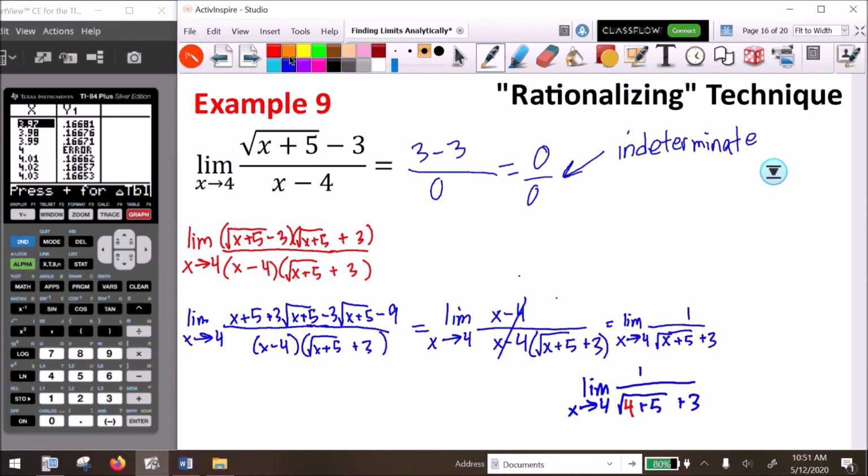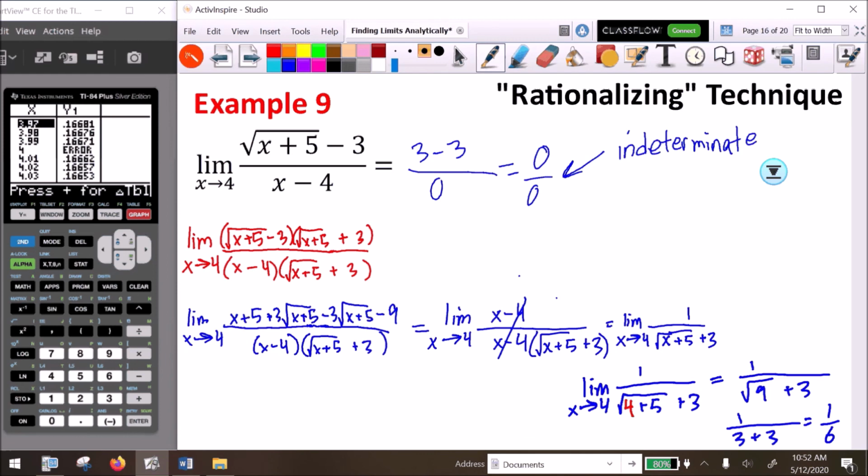Well, we have the square root of 4 plus 5, which is the square root of 9. And the square root of 9, of course, is equal to 3. So we have 3 plus 3 in the denominator. That's 6. So the limit is equal to 1/6.